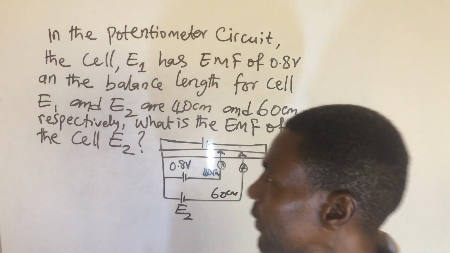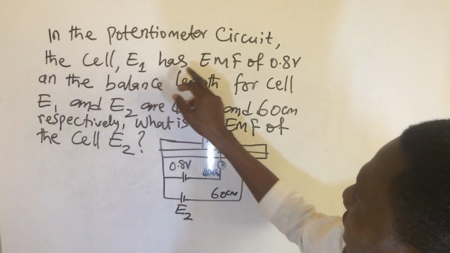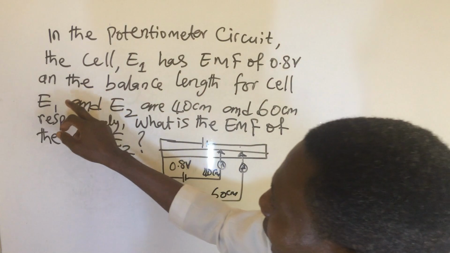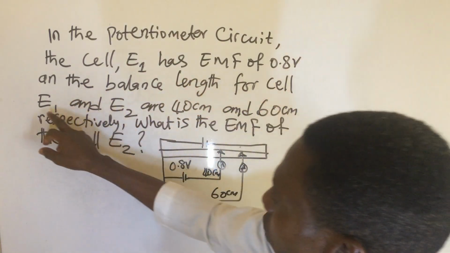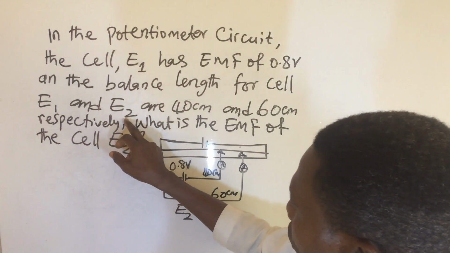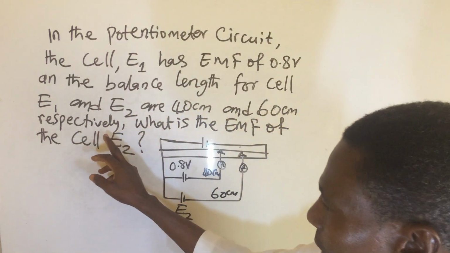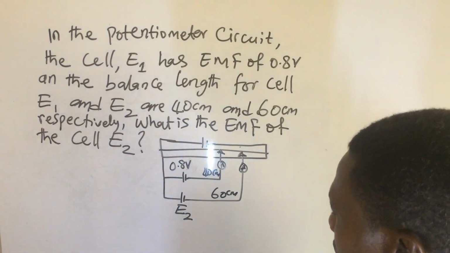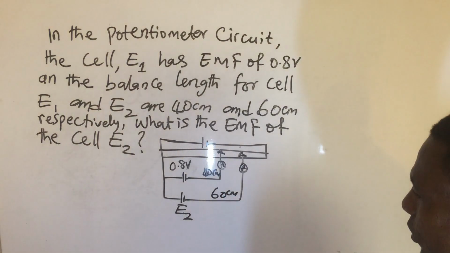The question says, in the potentiometer circuit, the cell E1 has EMF of 0.8 volts and the balance length for the cell E1 and the E2 are 40 cm and 60 cm respectively. What is the EMF of the cell E2? Look at the diagram, the circuit. This is the potentiometer circuit.